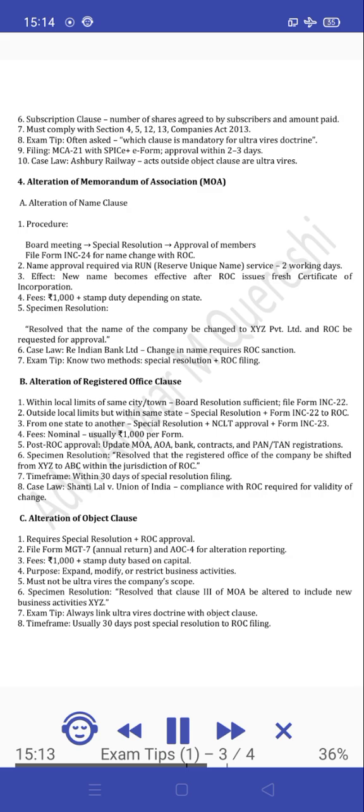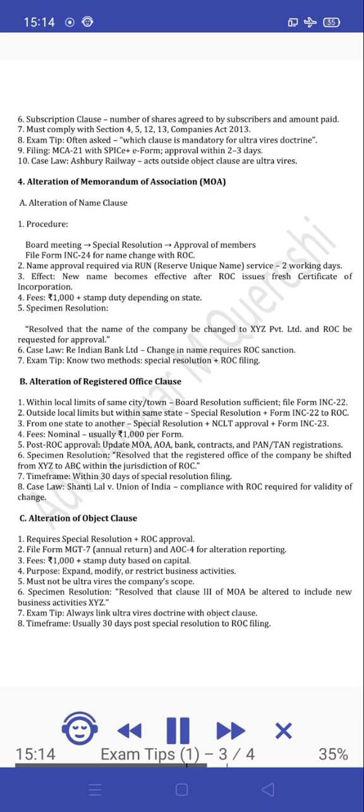4. Alteration of Memorandum of Association (MOA). A. Alteration of name clause. 1. Procedure: Board meeting, then special resolution, then approval of members. File form INC 24 for name change with ROC. 2. Name approval required via Reserve Unique Name service, 2 working days. 3. Effect: New name becomes effective after ROC issues fresh certificate of incorporation.